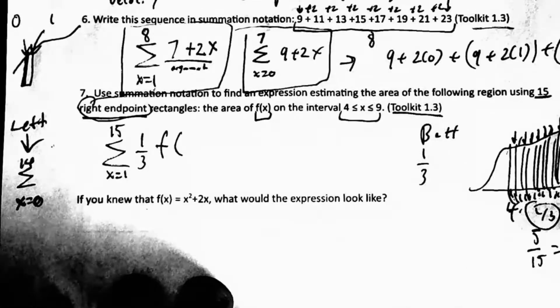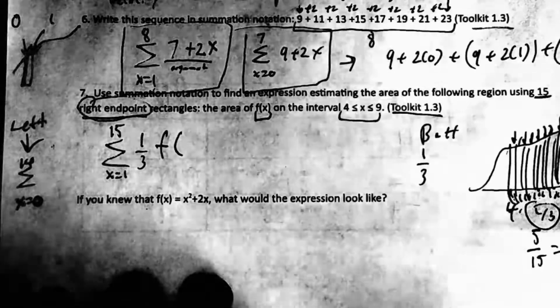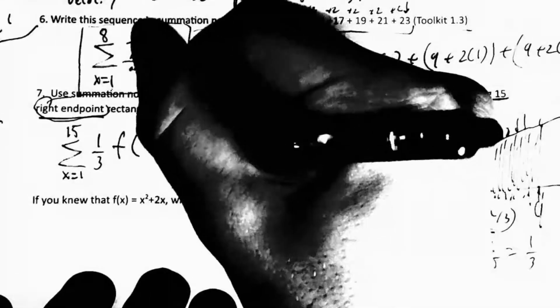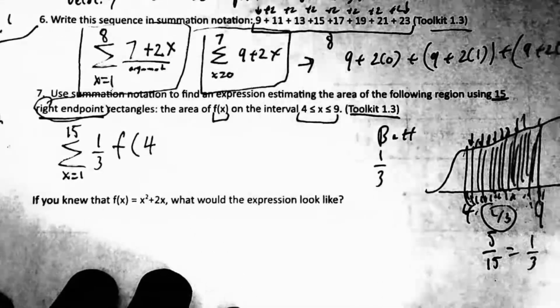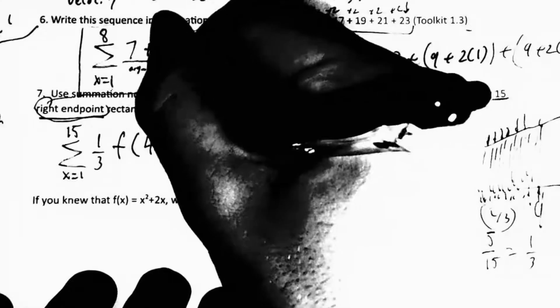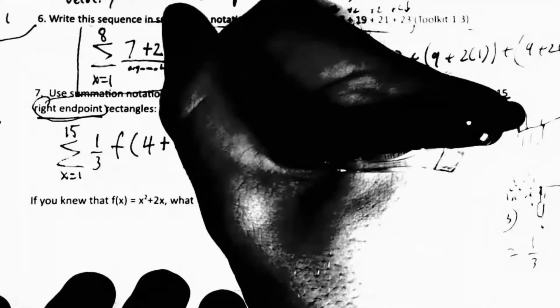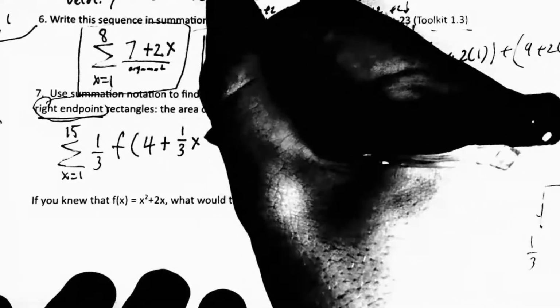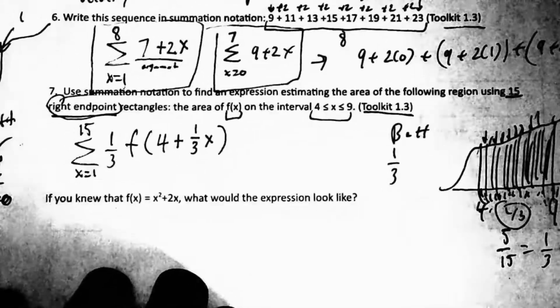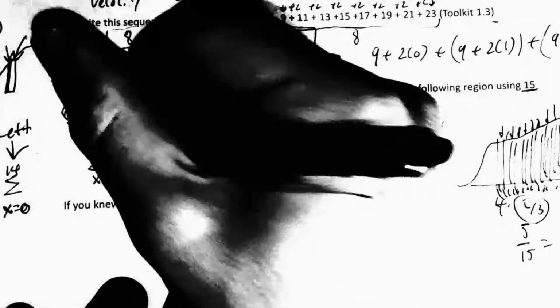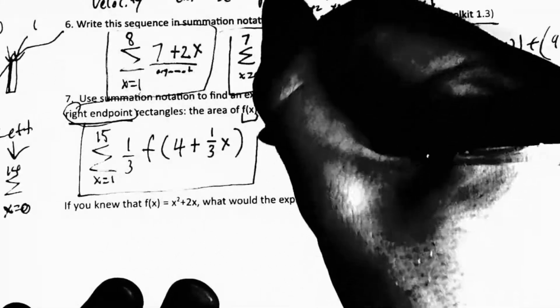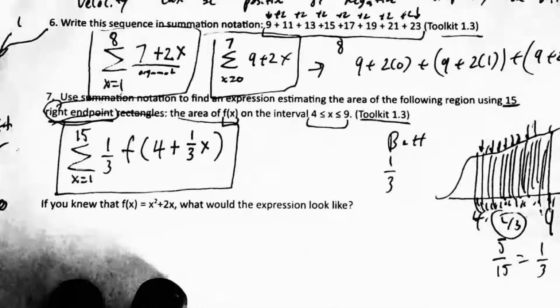now here, you're going to write down, see that my first x value is 4. So I'm starting at 4. Okay. And then I'm going to add 1/3 for every x. And this is it, guys. This is the summation.